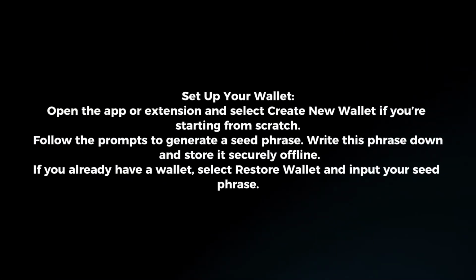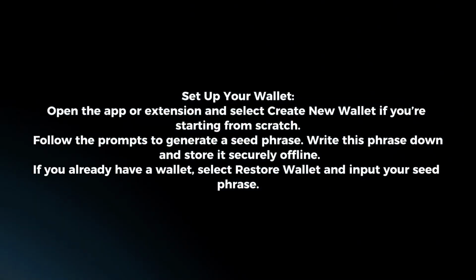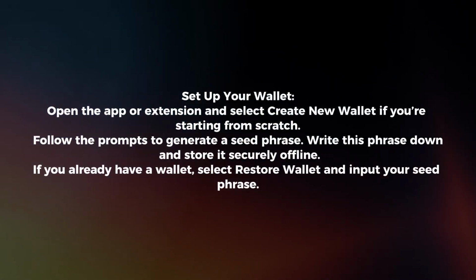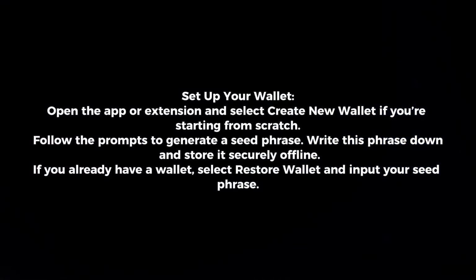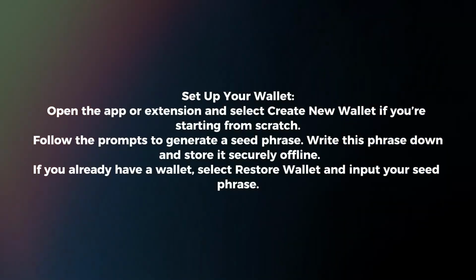Set up your wallet. Open the app or extension and select Create New Wallet if you're starting from scratch. Follow the prompts to generate a seed phrase. Write this phrase down and store it securely offline. If you already have a wallet, select Restore Wallet and input your seed phrase.